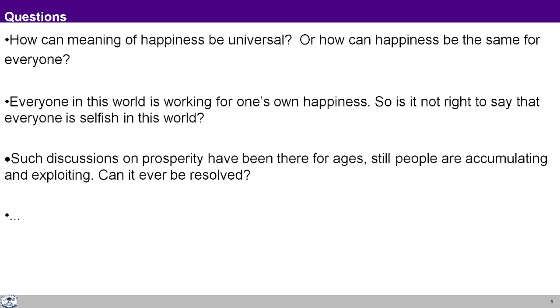Such discussions on prosperity have been there for ages, still people are accumulating and exploiting. Can it ever be resolved? That is why value education is imparted in higher education institutions, since we mainly focus on how to do things, not what to do. So we accumulate, we deplete, we destroy, and we don't maintain harmony at all levels. Can it ever be resolved? It is in the hands of every individual to make the change. It can be done.